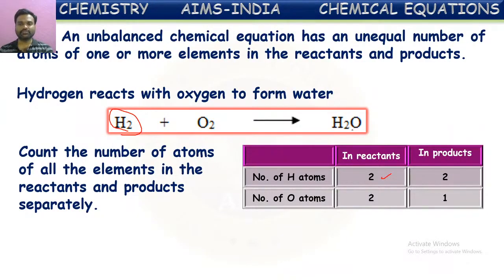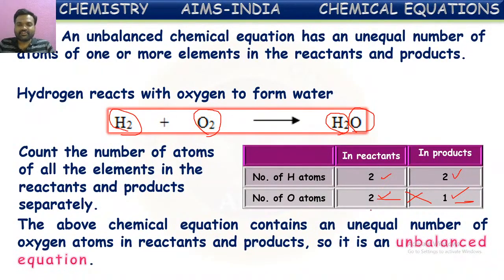If you count the number of hydrogen atoms on the product side, here also there are two hydrogen atoms. It means the number of hydrogen atoms is the same on the reactant side and product side, but this does not represent a balanced equation. We cannot consider it balanced by only this. Let us check the remaining elements also. The other element in this reaction is oxygen. On the reactant side, there are two oxygen atoms. On the product side, in the water molecule, there is only one oxygen atom. So the number of oxygen atoms here and here is not the same.